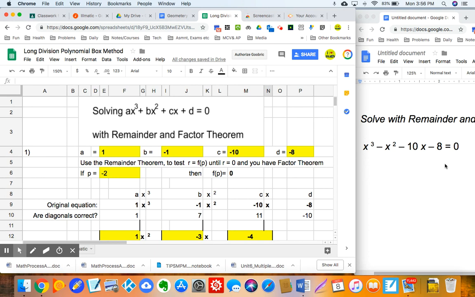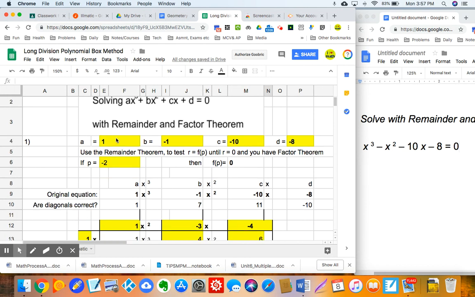Off to the right, you can see an equation, a polynomial equation of degree 3: x cubed minus x squared minus 10x minus 8 equals 0. To solve that equation, you've got to test it out with the remainder theorem and find an x-intercept, which we call p.